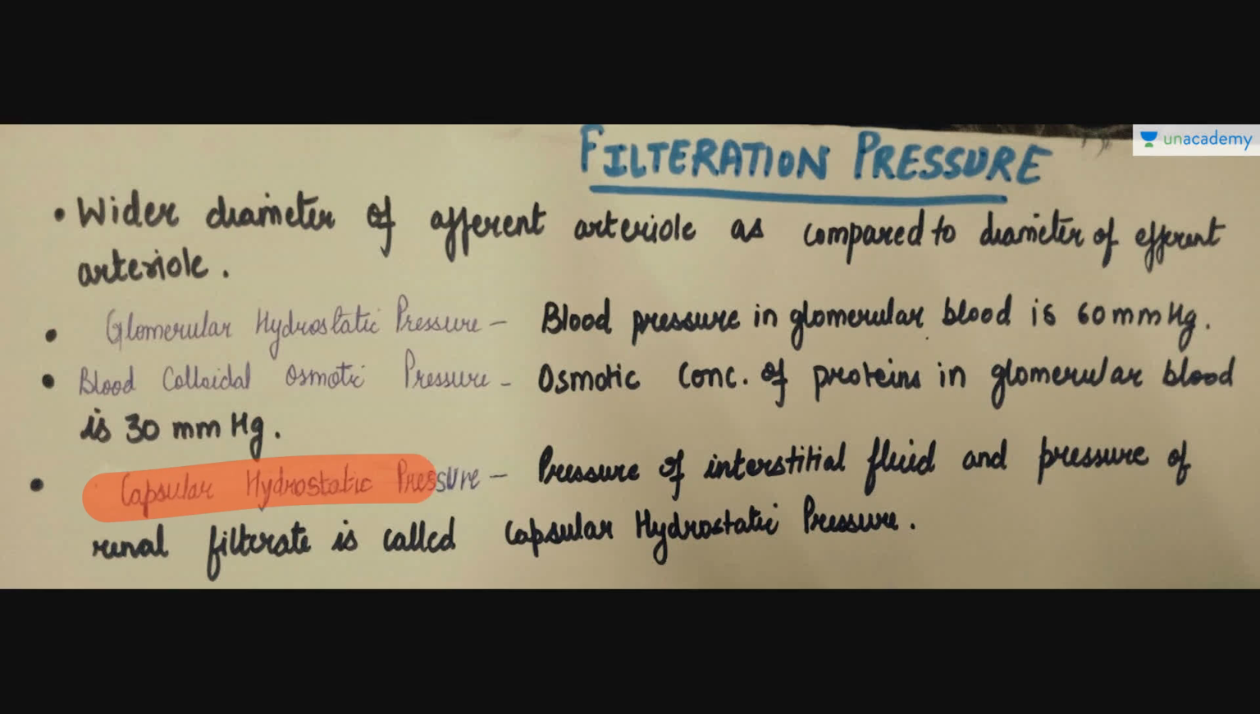Then there is the capsular hydrostatic pressure. Now in the capsular space of the Bowman's capsule, there is some fluid that is present, and due to this fluid there will be a pressure which is called the capsular hydrostatic pressure, which is again about 20 mmHg.